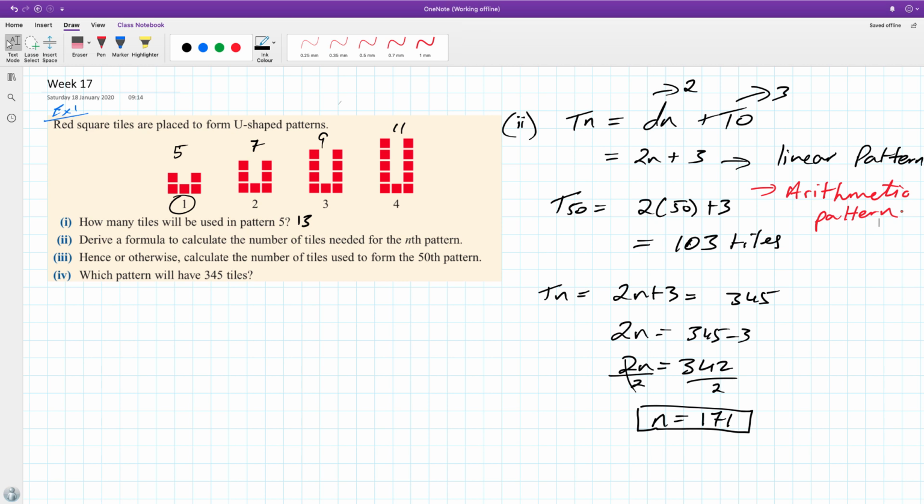A plus n minus 1 times d, yeah, that's the leaving cert way. Where you get dn plus T0, yeah, that'll work.